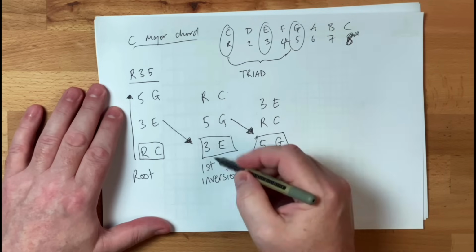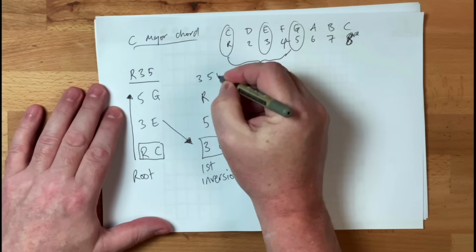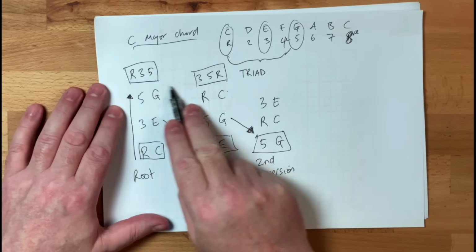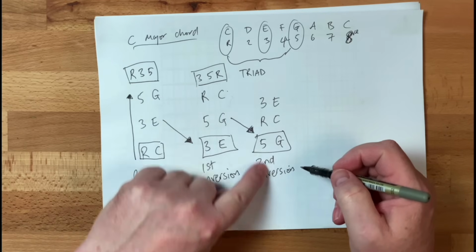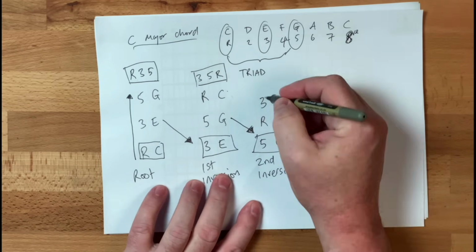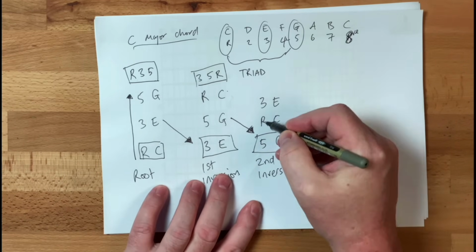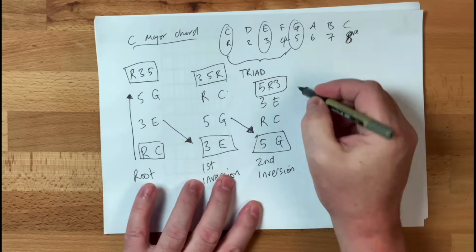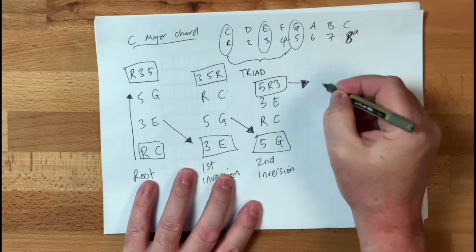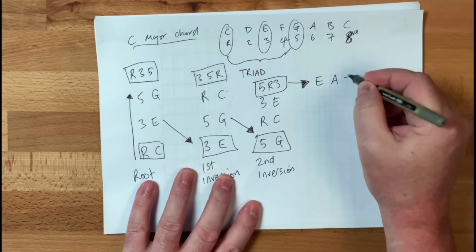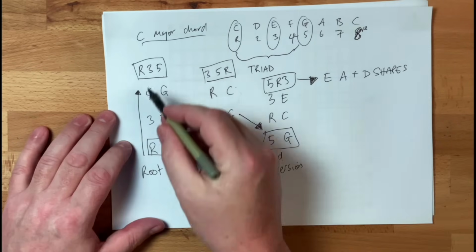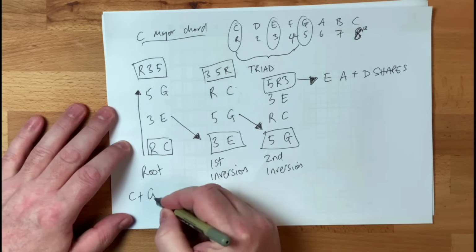Now, this one here goes 3, 5, R. So you should be writing this down on a piece of paper. Root, third, fifth; 3, 5, R. When we look at second inversion, you see it goes fifth, root, third: 5, R, 3. Well, hang on. I've just told you that this is my E, A, and D shapes. And if we want to tie CAGED into this, here is the C and G shapes.